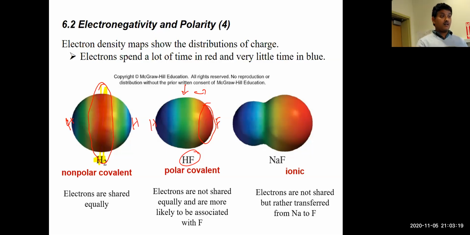So here you can clearly see they were just electrostatically attracted to each other, but they were not sharing electrons between them. They're just stuck together because of electrostatic attractions, but electrons are entirely with sodium. Sorry, entirely with fluorine.